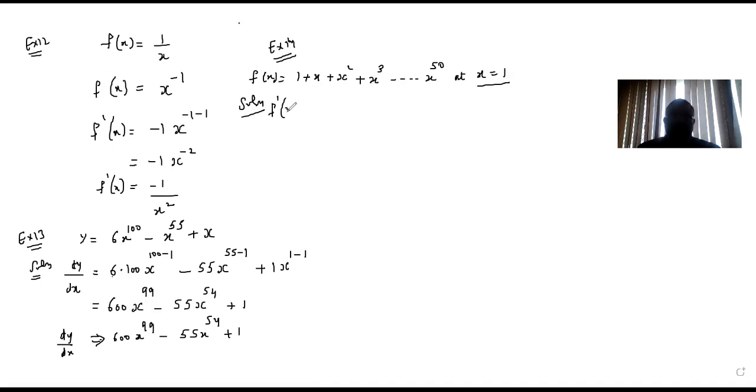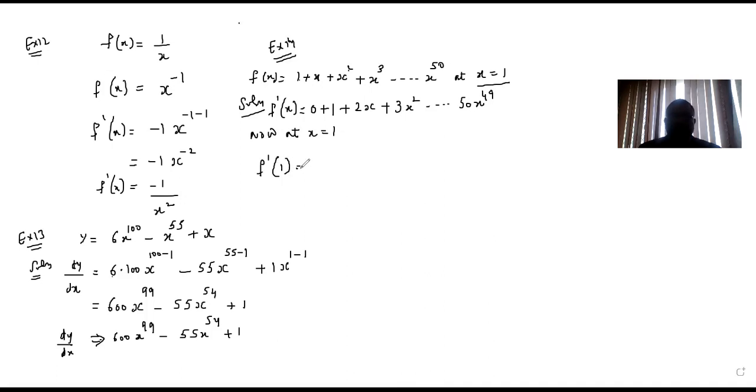So f dash x. Now, derivative of constant is 0. Derivative of variable is 1. Derivative of x square is 2x. Derivative of x cube is 3x square, because 3 comes first, then power will be reduced by 1, up to 50 x raised to power 49. This is the derivative. Now, at x is equal to 1.